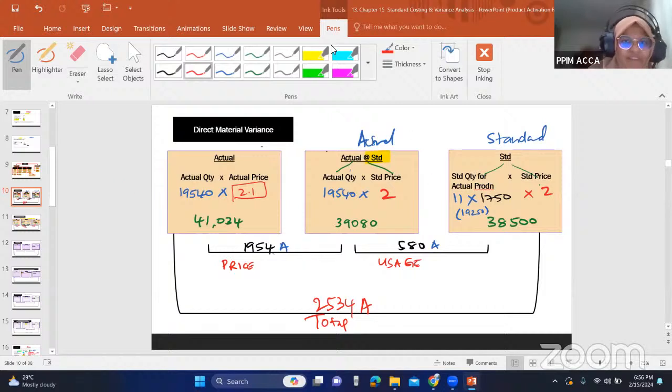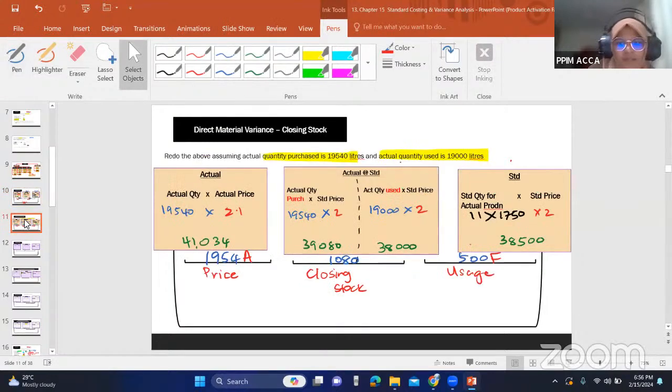But this total, they won't ask you to calculate, right? If at all they ask you to calculate, they will ask either price or usage. Just showing you for completion. Okay. And here also you can get the total.